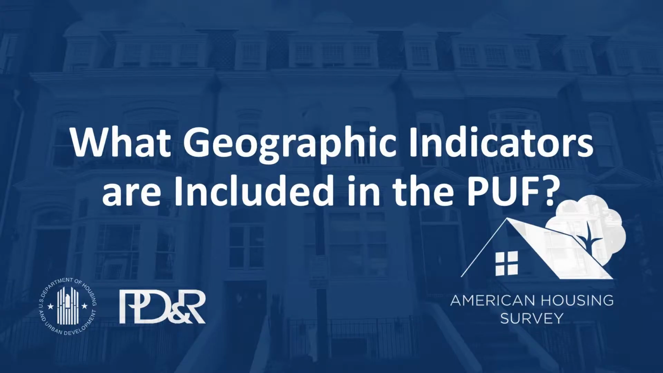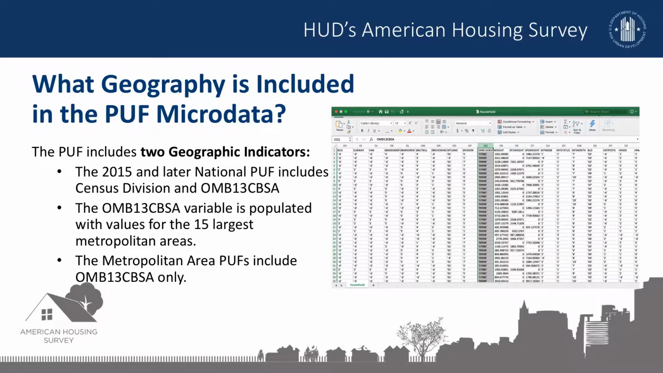Now, we will look at the types of geographic indicators you can find in the 2015 and later PUF microdata. Because of Census Bureau disclosure avoidance procedures, the 2015 and later PUFs do not include many of the geographic indicators included in prior year PUF microdata. The 2015 and later PUF microdata include two geographic variables, Census Division and OMB13CBSA.